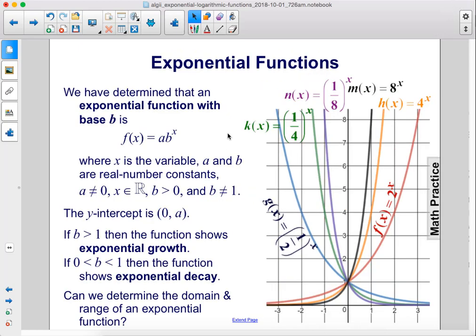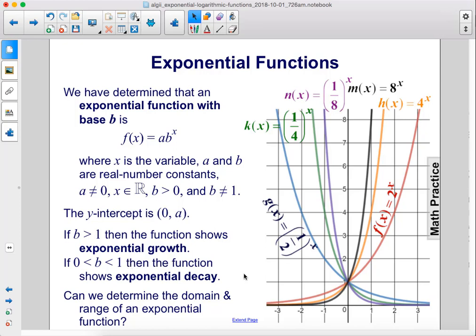We have determined that an exponential function with base b is f(x) = a · b^x, where x is the variable, a and b are real number constants, a does not equal 0, x belongs to the set of all real numbers, b is greater than 0, and b does not equal 1. The y-intercept is (0, a). If b is greater than 1, then the function shows exponential growth. If b is between 0 and 1, then the function shows exponential decay.